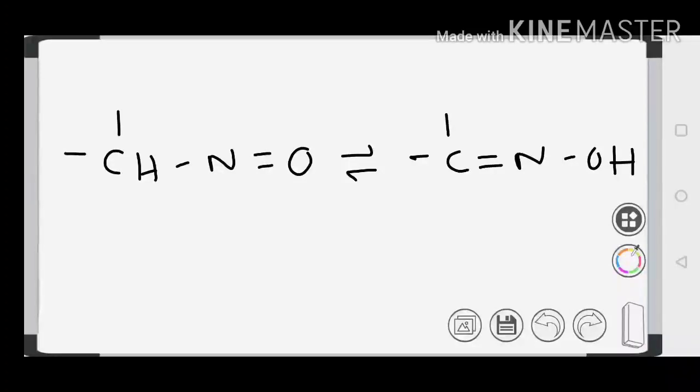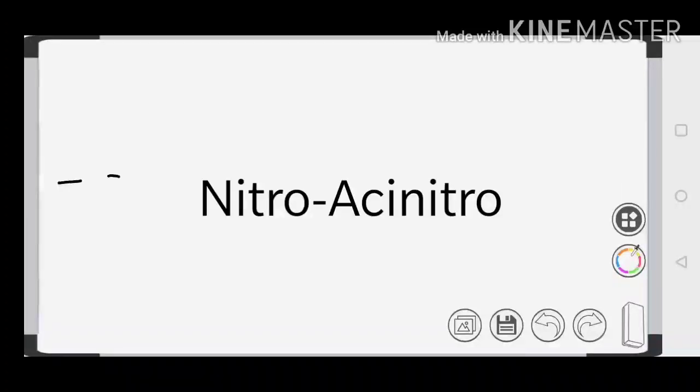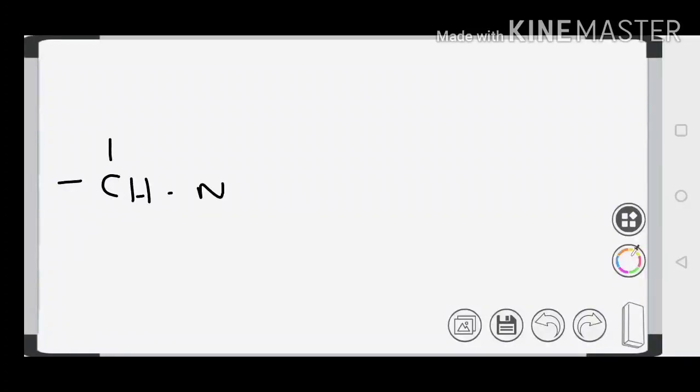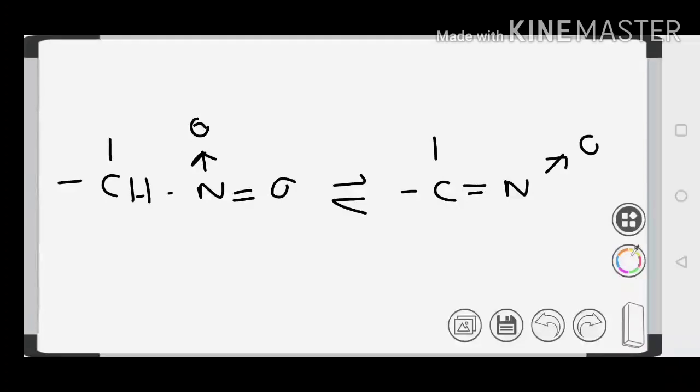And then the last one I would like to discuss is the aci-nitro tautomerism, that is CH, N double bond O. It's a coordinate bond. C double bond N, coordinate bond, that is OH. So this is how it looks like. So these are the examples of various types of tautomerism.